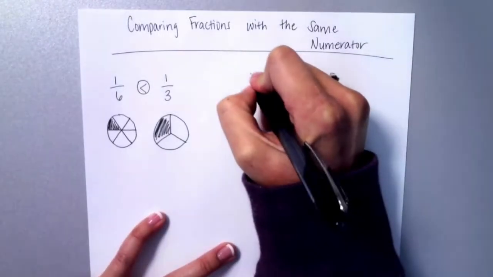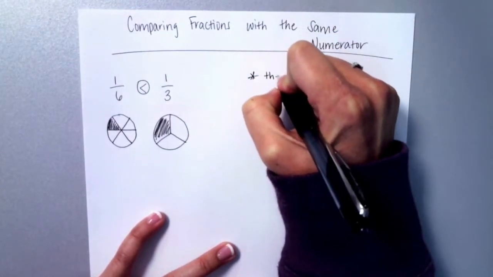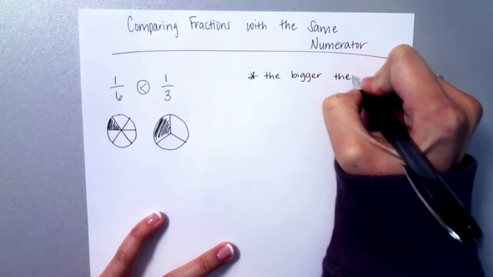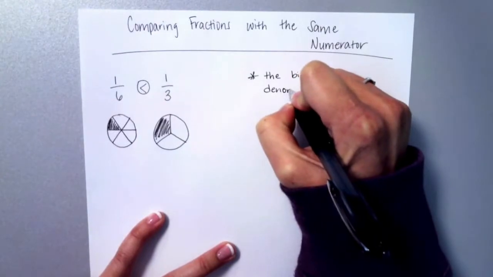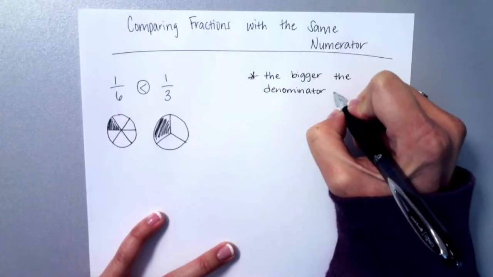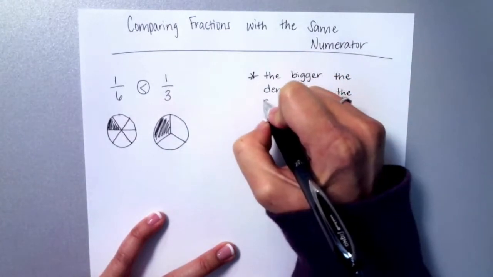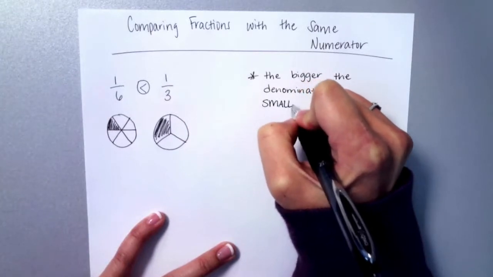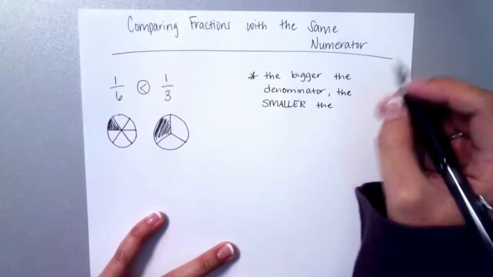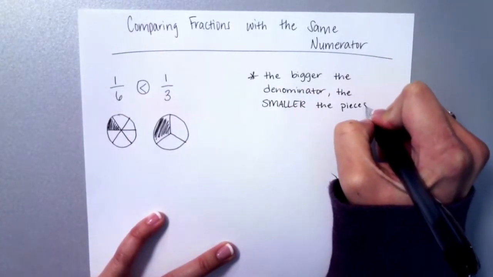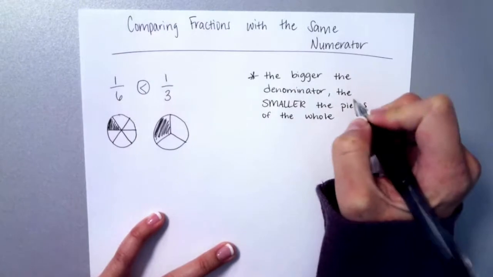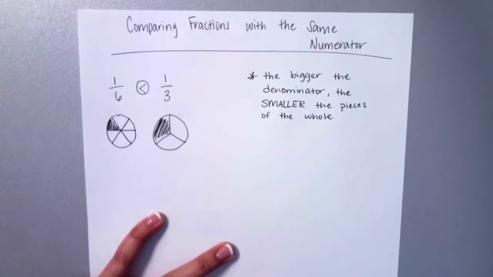So I'm going to write that down over here. The bigger the denominator, the smaller the pieces of the whole. So the bigger the denominator, the smaller the pieces.